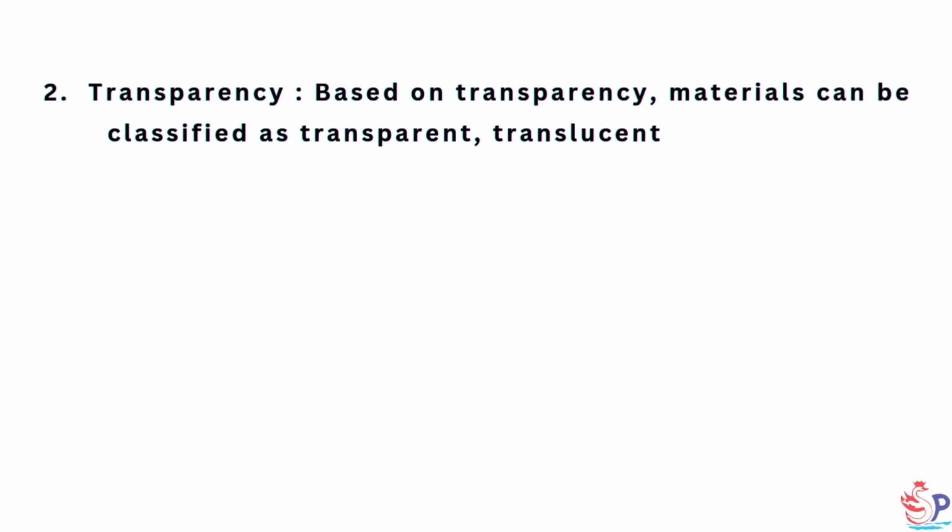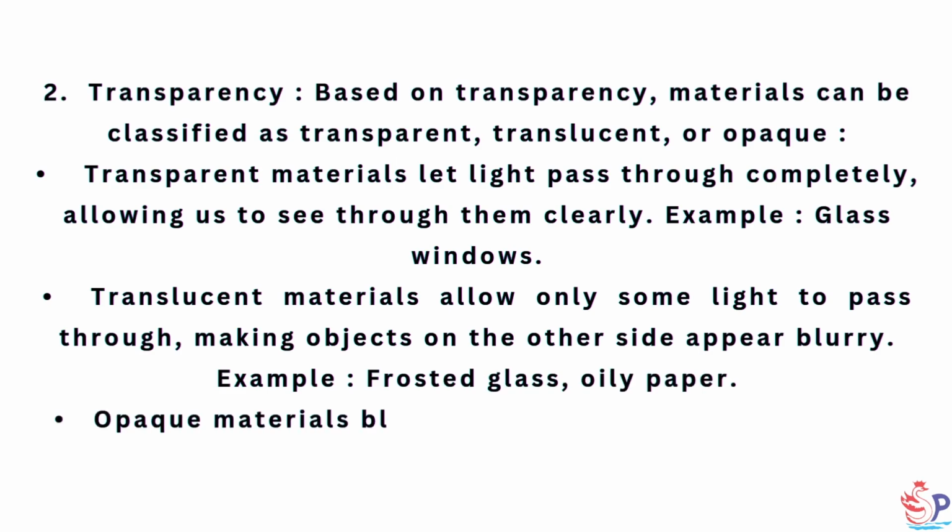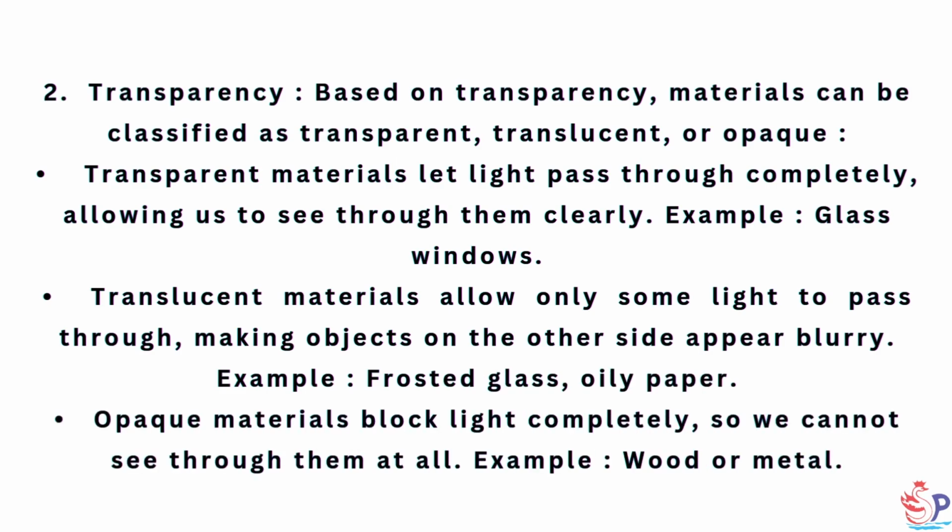2. Transparency. Based on transparency, materials can be classified as transparent, translucent, or opaque. Transparent materials let light pass through completely, allowing us to see through them clearly. Example: glass windows. Translucent materials allow only some light to pass through, making objects on the other side appear blurry. Example: frosted glass, oily paper. Opaque materials block light completely, so we cannot see through them at all. Example: wood or metal.